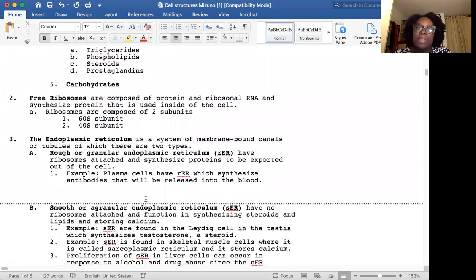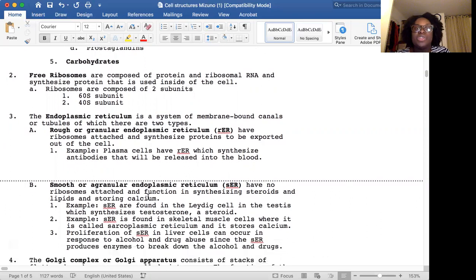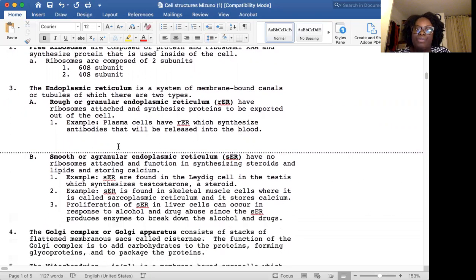The endoplasmic reticulum is a system of membrane-bound canals or tubes. We have the rough ER and the smooth ER. The rough ER has ribosomes attached to it. So I think of it like, okay, it's rough, so that means it has things that make up the roughness, and that's the ribosomes. That's my way of thinking of it.